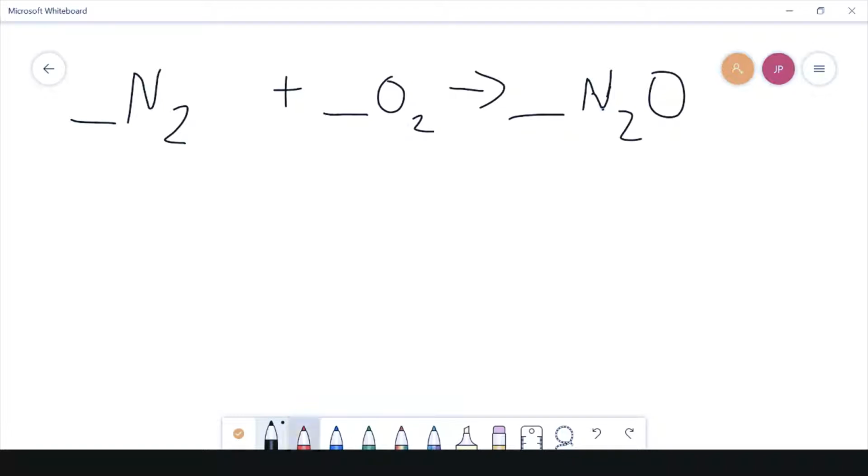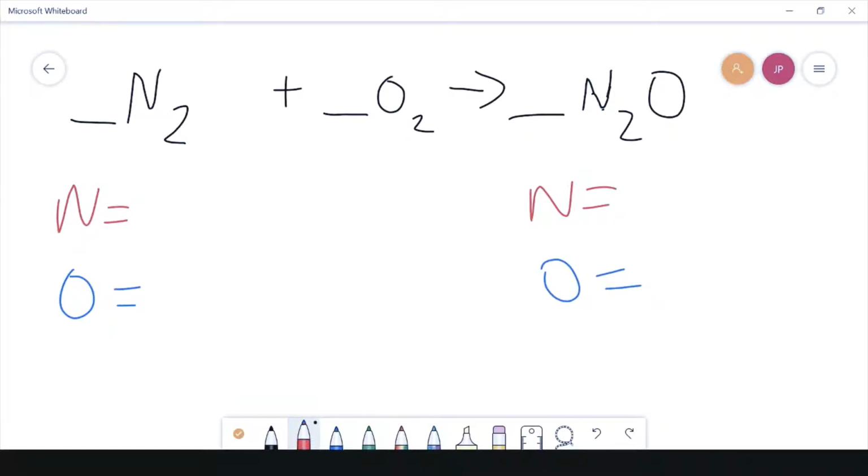So the first thing that I will do for each problem, just to make sure that I know how many are on each side to start with, is add it up. For nitrogen, you've got 2 nitrogen on this side and 2 nitrogen on this side. So right now, nitrogen is balanced. For oxygen, you've got 2 on this side and only 1 on this side.